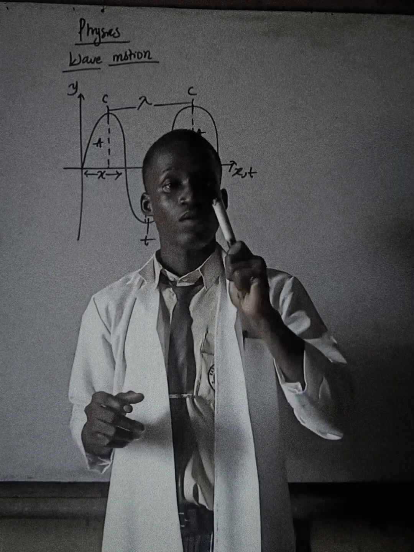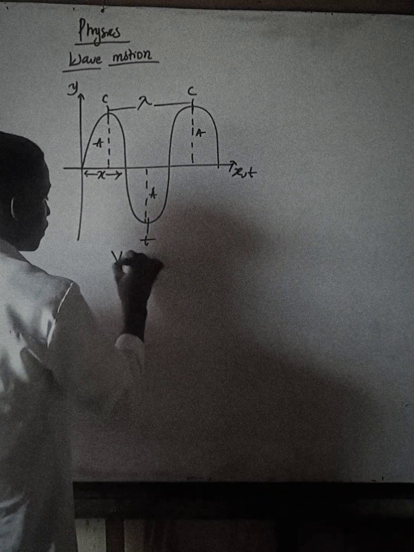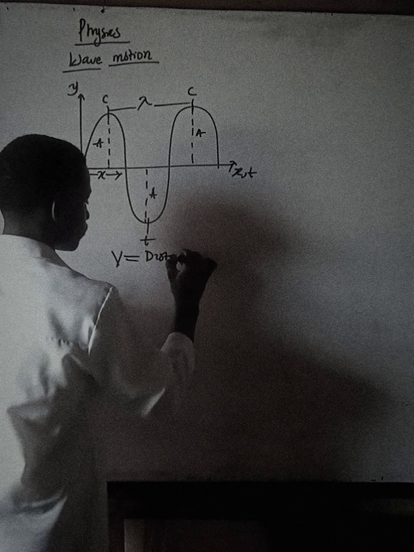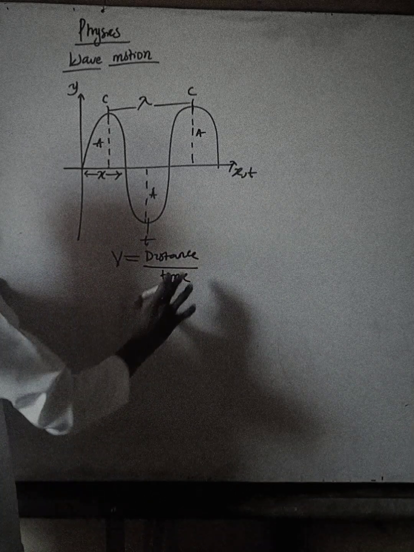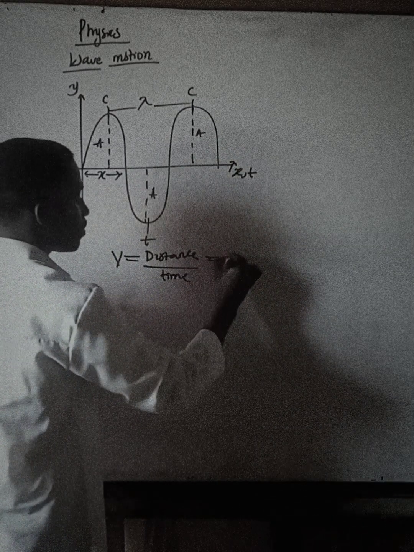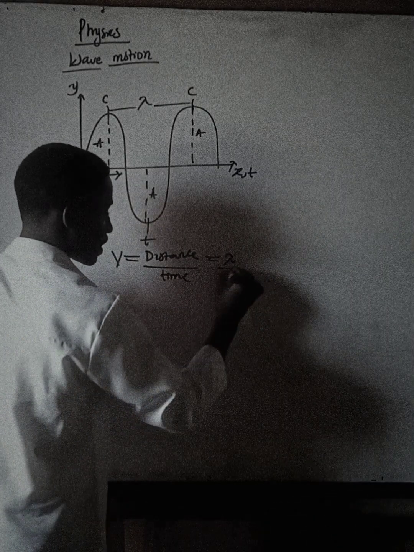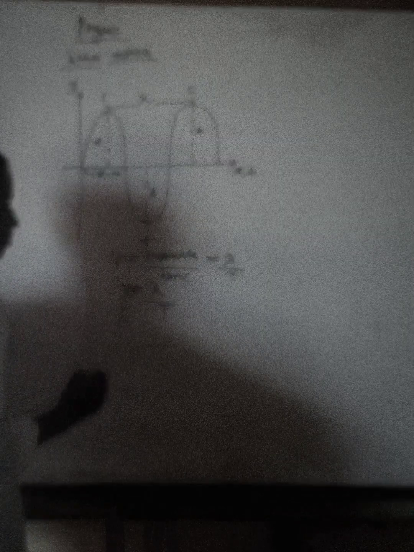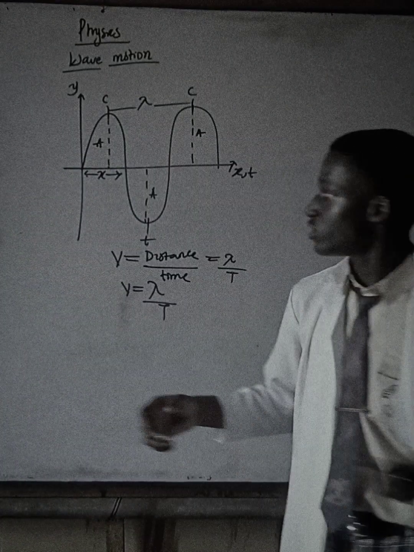Starting from the definition of velocity, we know that velocity is what? Distance over time, right? And the distance covered in one cycle is what we call the wavelength, over time. And this time is in capital T. So V equals wavelength over time. Any confusion? So we are going to continue.